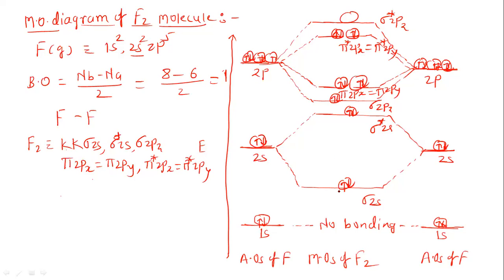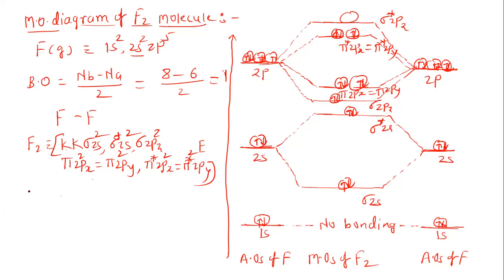Put the electrons now here. Sigma 2s 2 electrons, sigma star 2s 2 electrons, sigma 2pz 2 electrons, then pi 2px 2 electrons, pi 2py 2 electrons, pi star 2px 2 electrons, and pi star 2py 2 electrons. So this is the electronic configuration of the fluorine molecule. Okay. So try to understand.